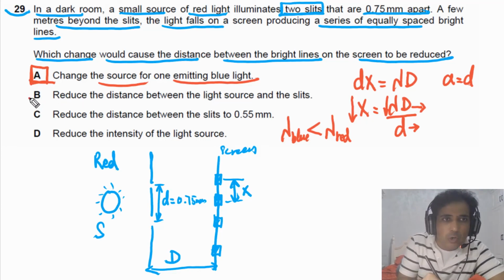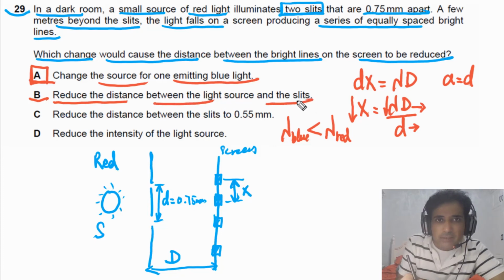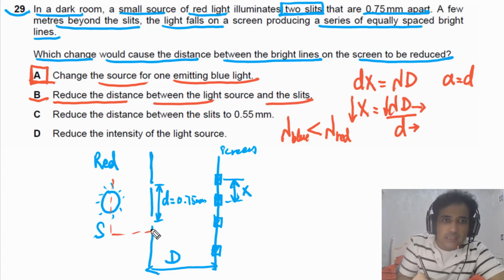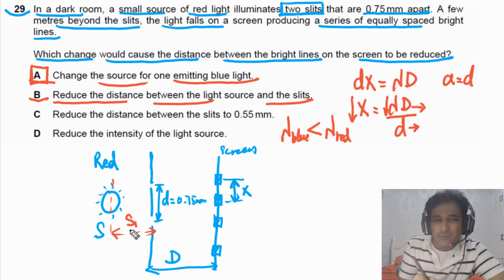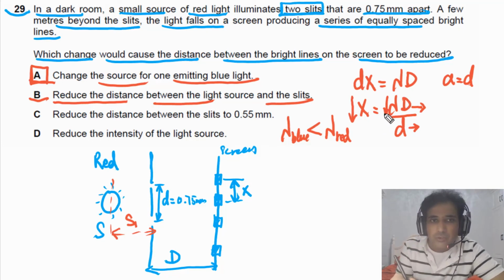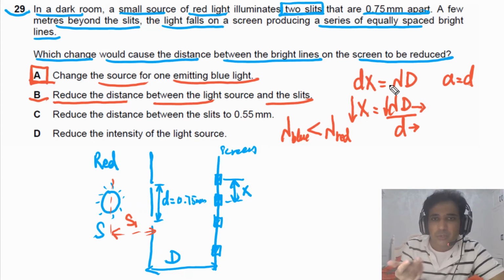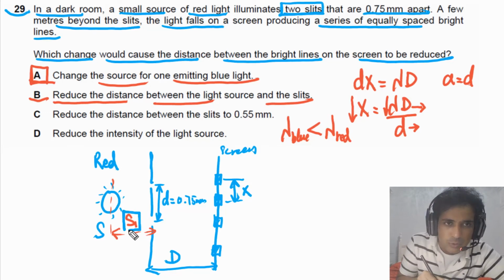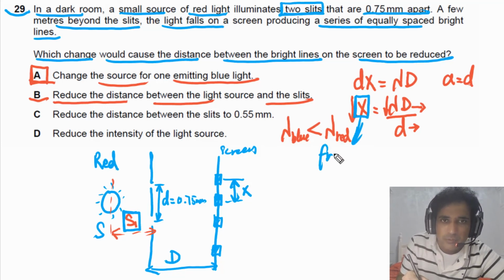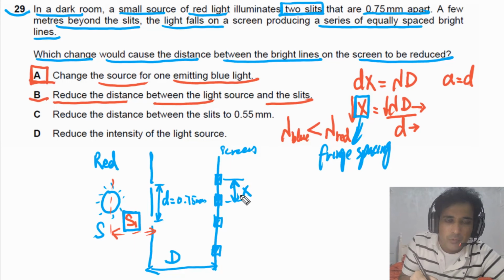Now let's move on to option B. For option B, it is given to us to reduce the distance between the source and the slits, meaning reduce this distance. Let's say this distance is S1. The question is asking us to reduce this one. If we reduce this one, there will be no effect because there is no distance between source and the slits in this equation, so it means no effect. If we change the distance between source and the slits, it will have no effect on fringe spacing. x is fringe spacing, meaning the separation between bright fringes, and it will not change.